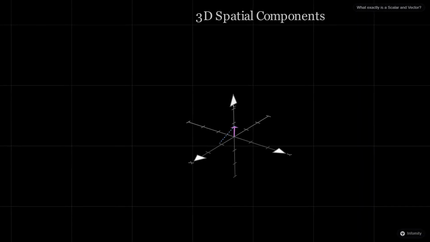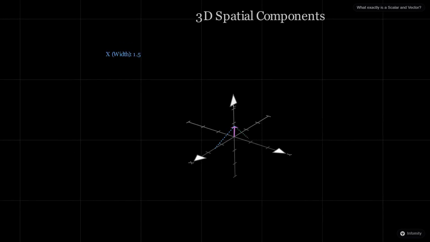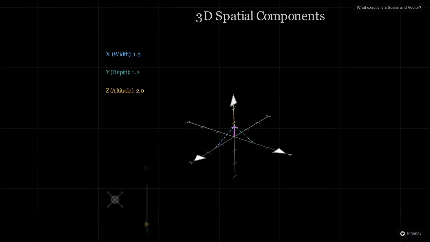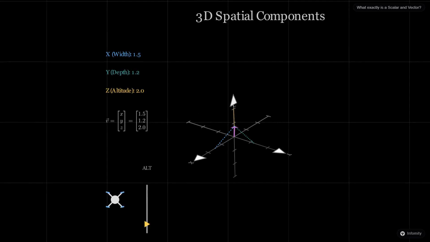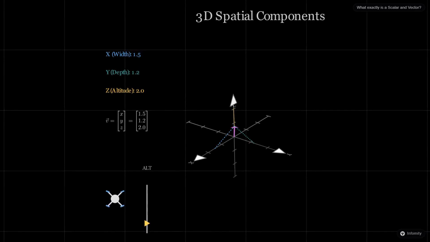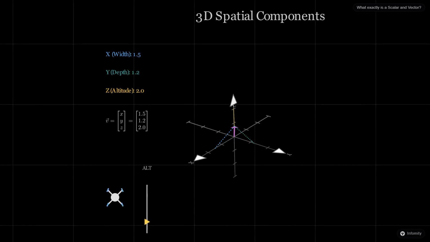Let us dissect the 3 spatial components. We have the horizontal x component. Next is the depth y component. Finally, the vertical z component represents altitude. Here's a detail that rarely gets mentioned. These components are independent scalars. Our drone tracks all 3 to maintain its position.